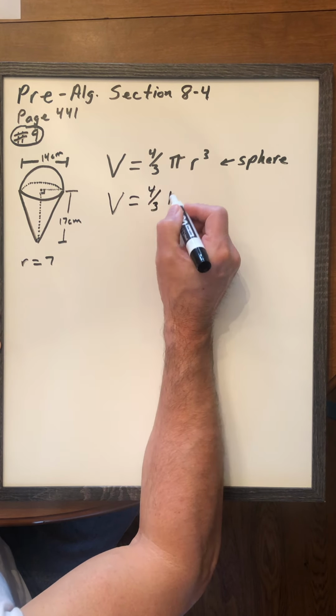Now, it wanted us to round to the nearest whole number, and so we're going to do that. Rounding to the nearest whole number would be here at the 6. We look behind, and so it's going to stay a 6. So 1,436, and that would be centimeters cubed. Now, that is for the whole sphere. We do not have a whole sphere here. We have a hemisphere. So we're going to have to divide that by 2.